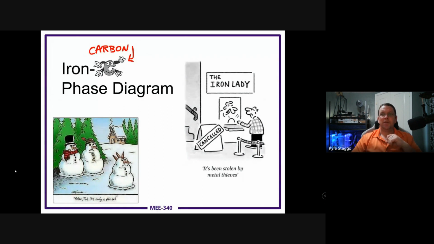Yeah, gratuitous cartoons from newspapers or something like that. The snowman may be Far Side, I'm not real sure.